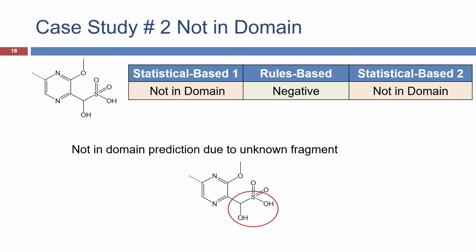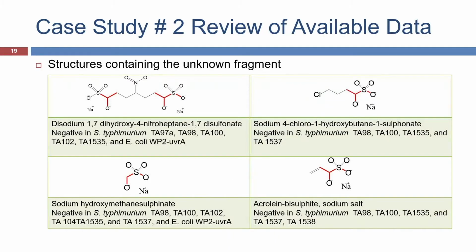The reason why in both models this particular compound was not in domain was due to the unknown fragment hydroxymethane sulfonic acid. However, in spite of some of these structures not being present in the database, looking at public literature data, we found that this unknown fragment actually is contained in several structures that have Ames data, and they were negative in different strains of Salmonella typhimurium and some in E. coli as well.